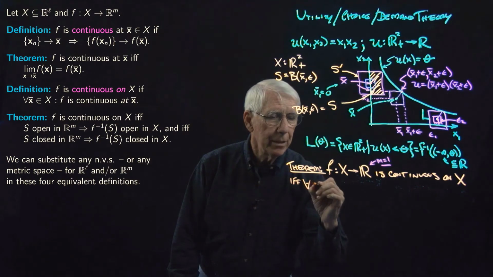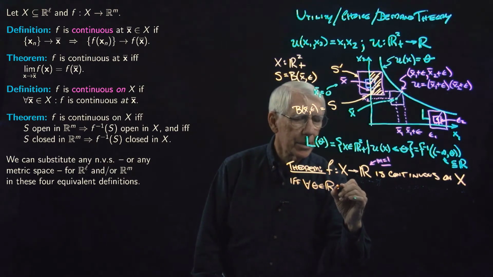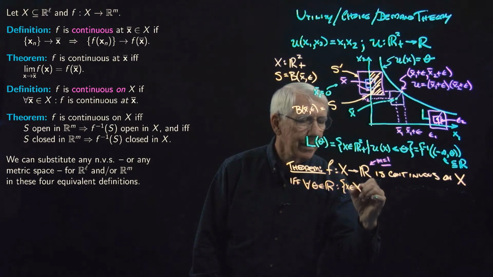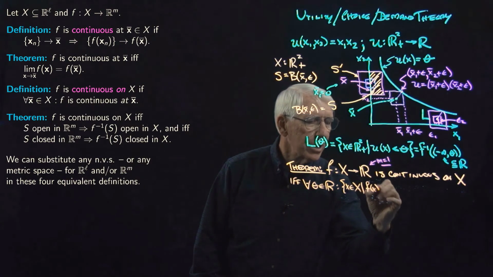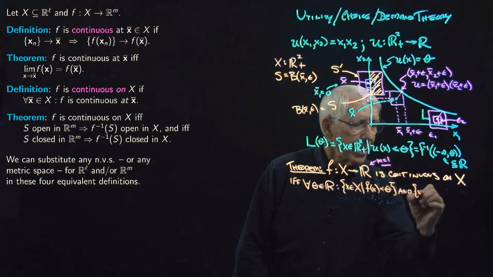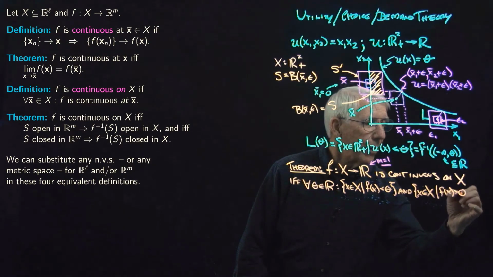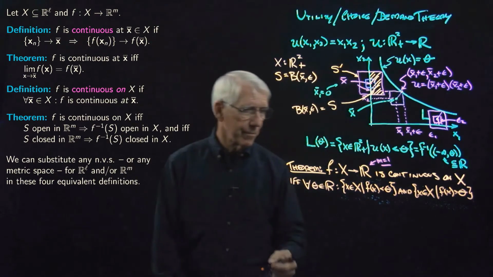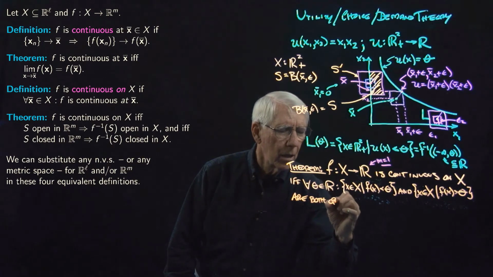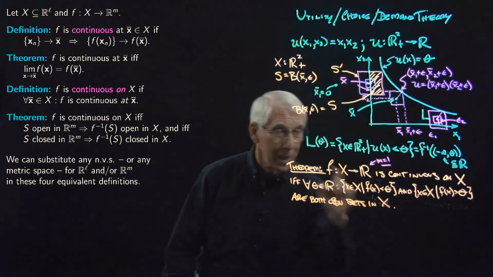A real valued function is continuous if and only if for every theta in R, it's the case that the set of all x in the domain such that f of x is less than theta and the set of all x in x such that f of x is larger than theta are both open sets in x, relative to x.